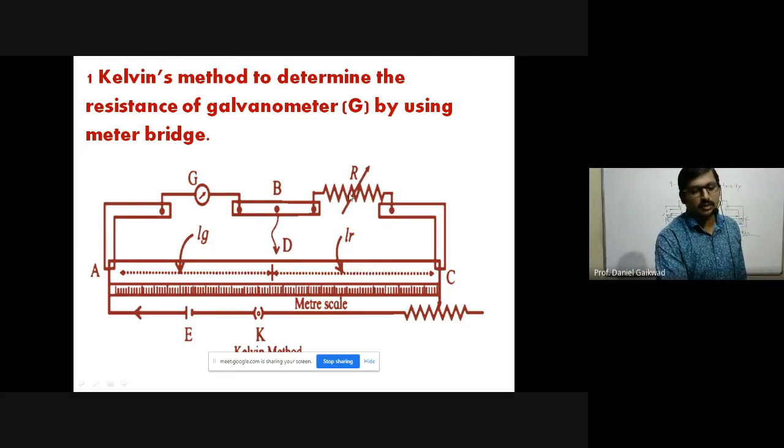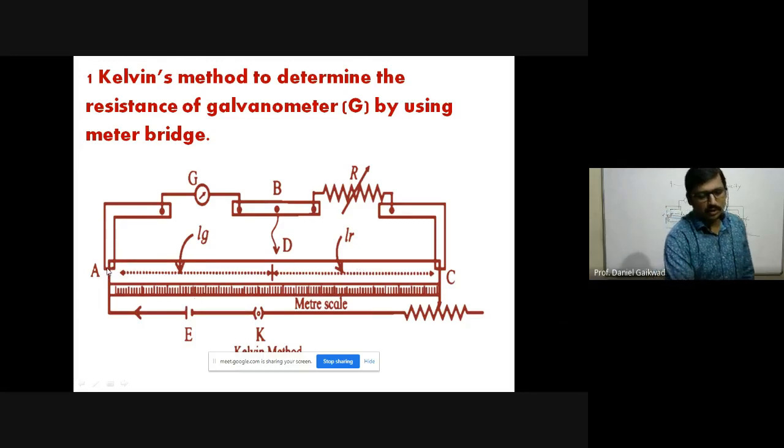We have the symbol of resistance, and this arrow shows that we can change that resistance by changing the keys of the resistance box. So on the right hand side we have resistance R. You can draw the box like this or the symbol like this. Then we have the meter bridge wire stretched between points A and C, having 1 meter or 100 centimeter length.